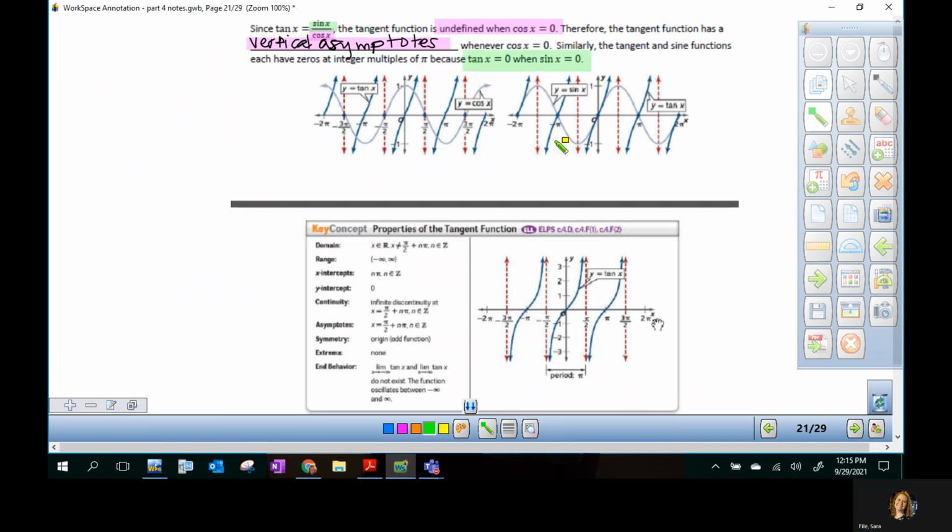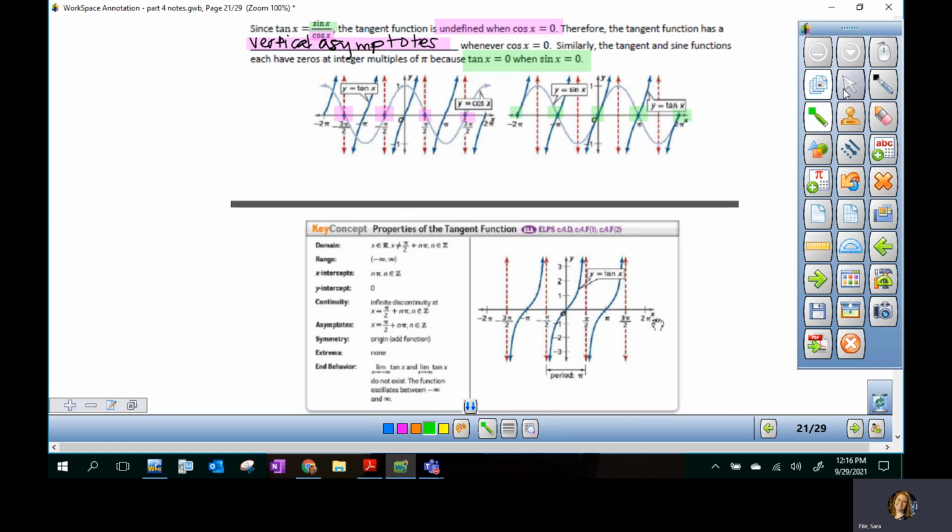Does that make sense? So these two graphics here are just to help you visualize that. You can see this has the cosine wave behind it, that faded wave. Everywhere that it's 0, notice there's an asymptote. But everywhere that sine is 0, the graph exists. It's going through that point. Vertical asymptotes, yes.